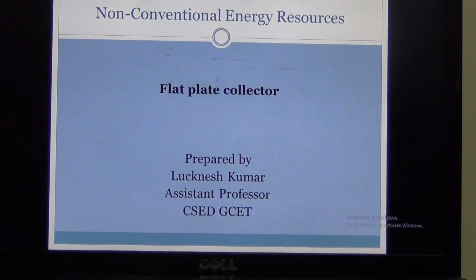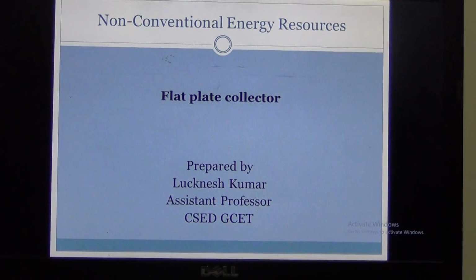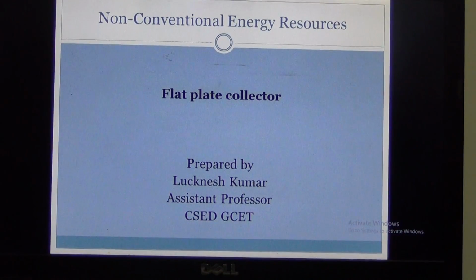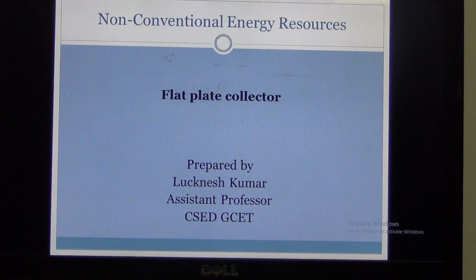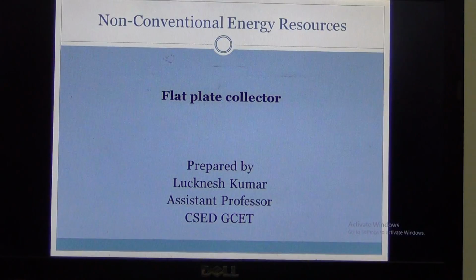My students, in the last class we have studied about the solar collectors, their types, and what they are made up of. Now we are going to study the flat plate collectors, their material, and how they can be used to change heat energy into electrical energy or for hot water or cold water resources.